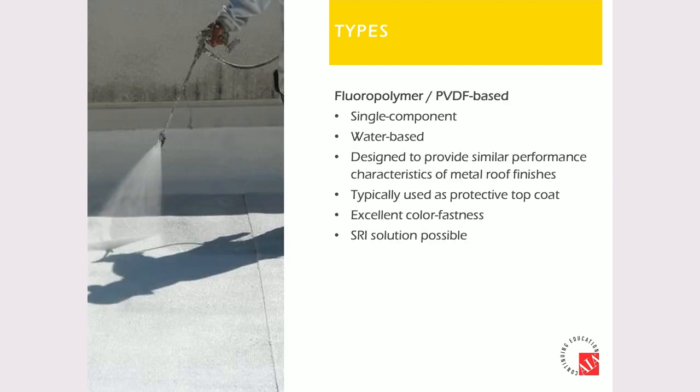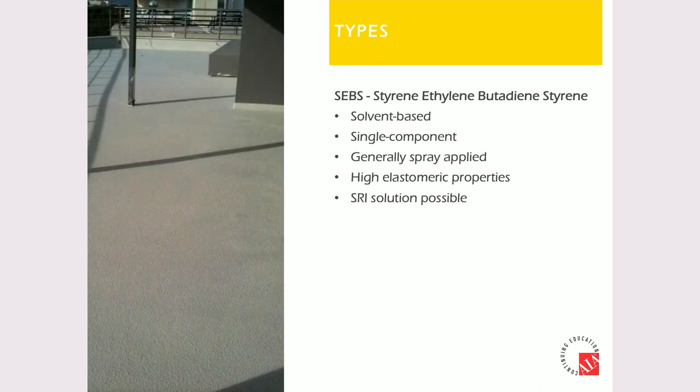The fluoropolymers are going to be the colorized products. That's where you'll see your deep blues, oranges, greens, things like that. Those are the products that you see there. And if you're just looking for color, a one-coat application to achieve that color is possible. If you're looking for waterproofing and color, that's where you're going for the multi-step application like Alan was talking about.